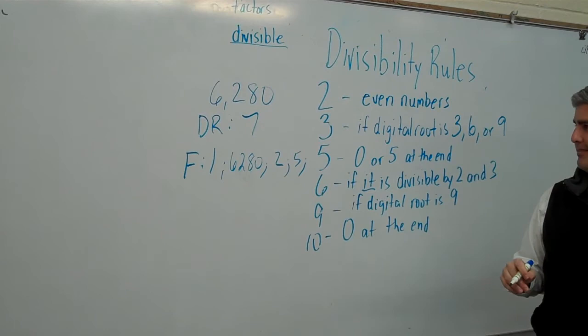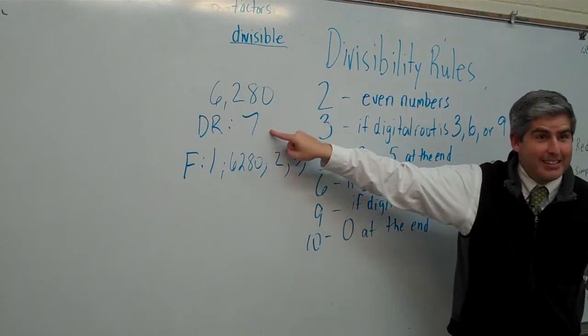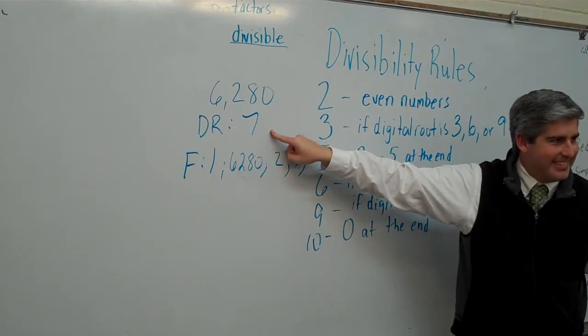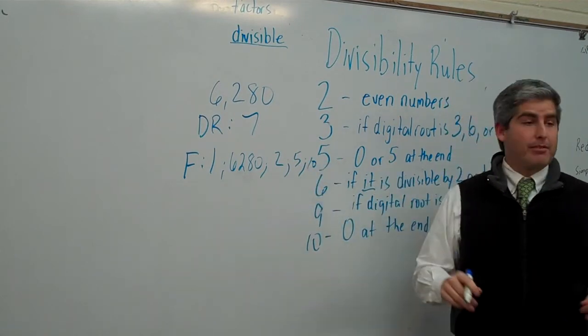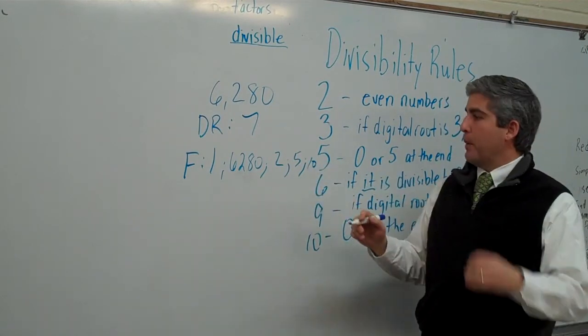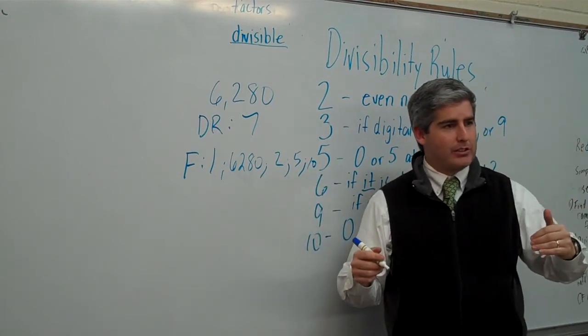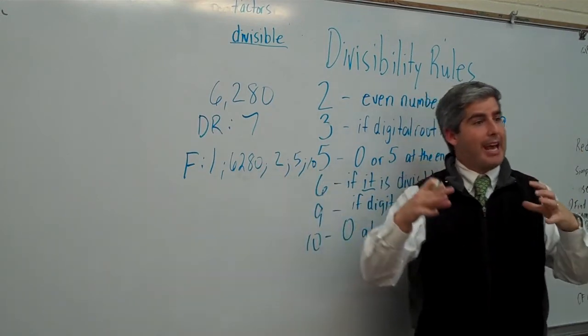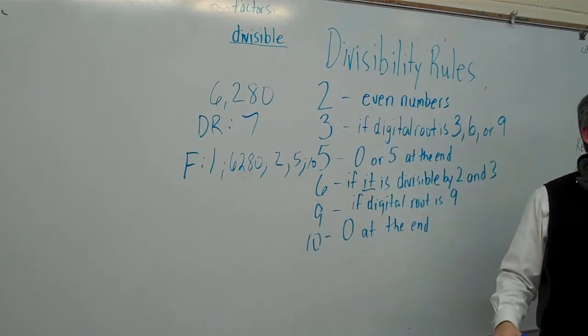9? We know it's not divisible. Guys, the rule's right here. If the digital root is 9, is the digital root 9? No. Then it's not divisible by 9. 10, yes. Okay, and then 10? Yes. Now, listen. There are probably other factors other than this. Actually, I know for certain there are other factors. But we're just focusing today on looking at 2, 3, 5, 6, 9, and 10. Okay, that's what we're focusing on.